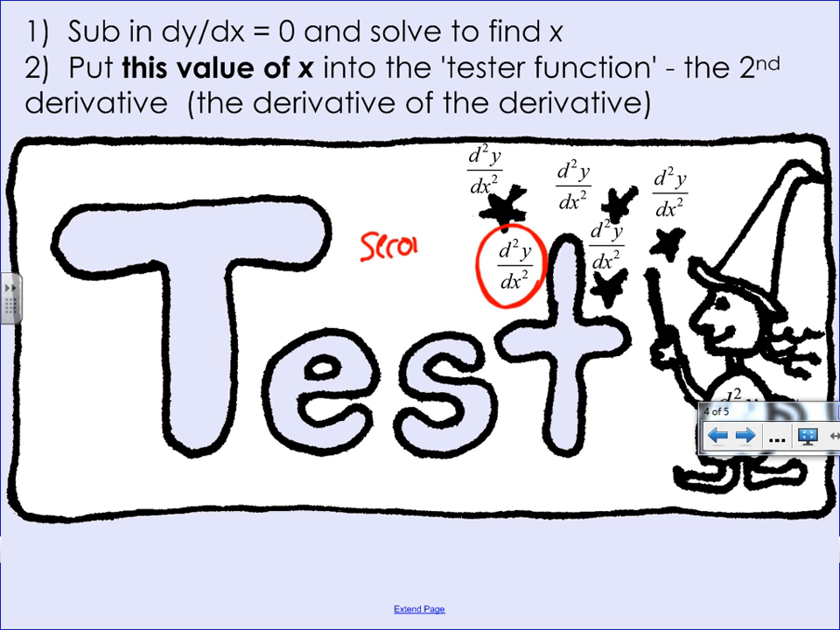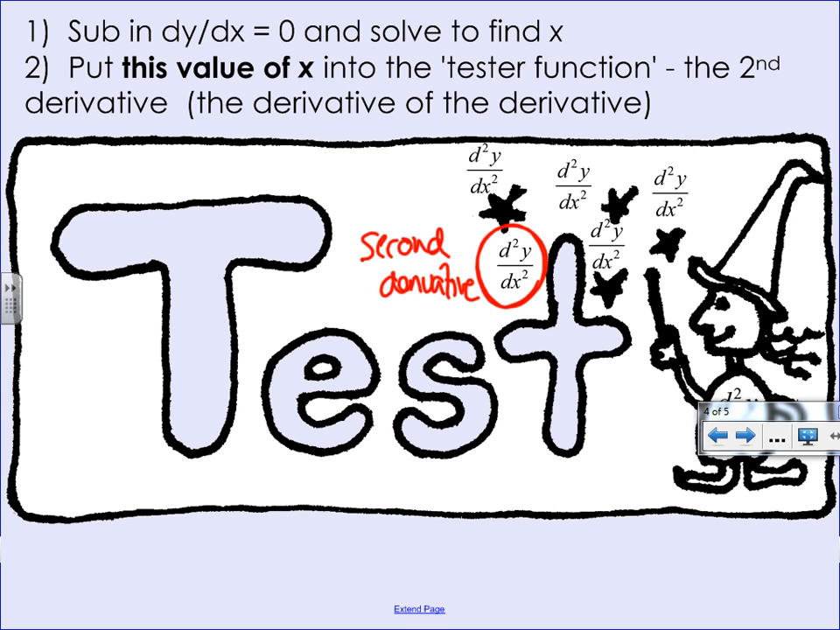So what we have to do to create this test, all it does, is create a test, okay? So we get the derivative, we differentiate the derivative, and then we stick our x values in, the ones that we found, and then that's going to tell us whether or not they're maximums or minimums. It's like a little magic test. This is the special magic derivative theory to test them.